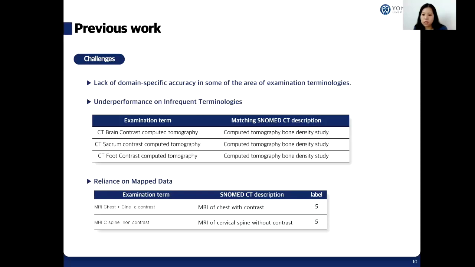SNOMED CT terminologies. Given that SNOMED CT comprises almost 506,000 concept descriptions, it was a significant challenge to map and train the model on all these terms during the fine-tuning phase. So the model's knowledge was primarily based on the map data, which might not have covered all the nuances and intricacies of medical terminologies, leading to potential gaps in understanding.